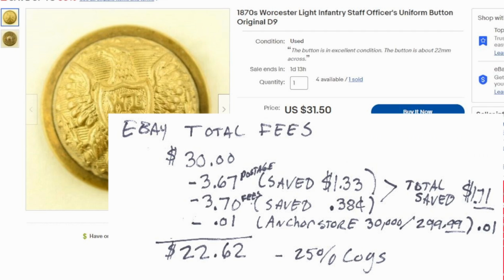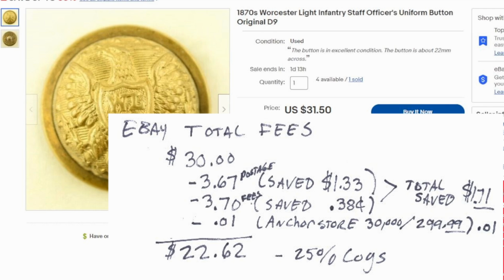In the $30 model, that's you again, including shipping in there, $30, you're going to subtract $3.67 out of that $30 to cover your postage. You're also going to have $3.70 that's going to be your actual fees. That's what eBay is actually totally charging you for this entire purchase, this entire sale.